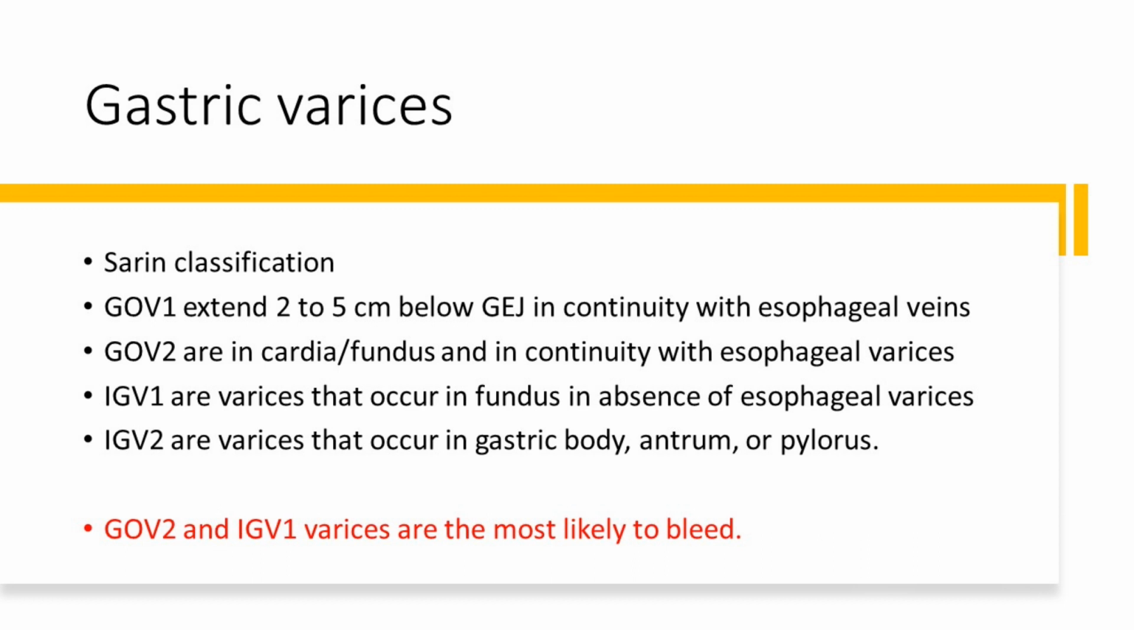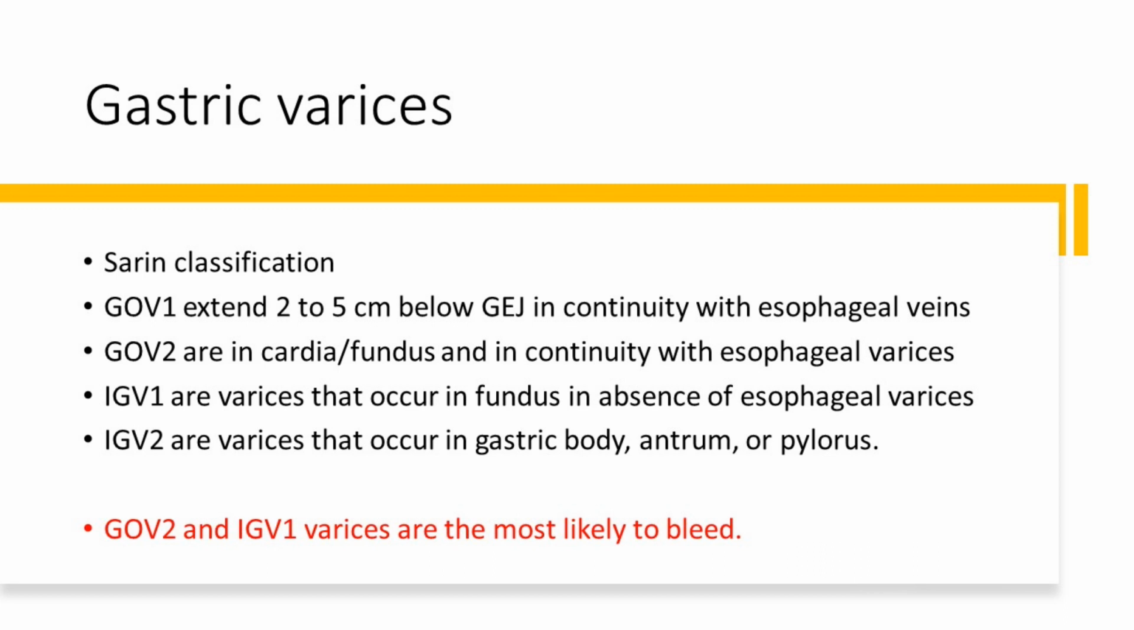Now there are some gastric varices also that will take place, and there is a classification for the gastric varices. So you have gastroesophageal varix type 1, which is the same esophageal varix going down along the lesser curvature. Then you have gastroesophageal varix type 2, which is going towards the cardia and the fundus.